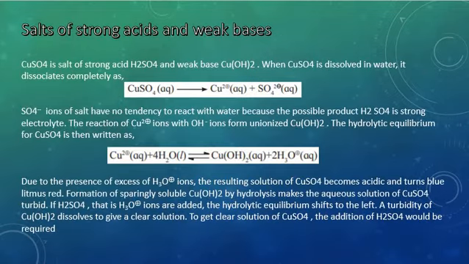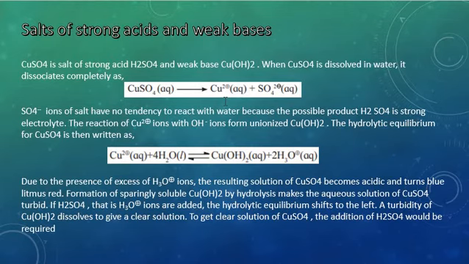Now another type. Salts of strong acid and weak base. One such example is copper sulfate. Copper sulfate is the salt of strong acid H2SO4 or sulfuric acid and weak base cupric hydroxide. When copper sulfate is dissolved in water, it will dissociate completely to give cupric ions and sulfate ions.